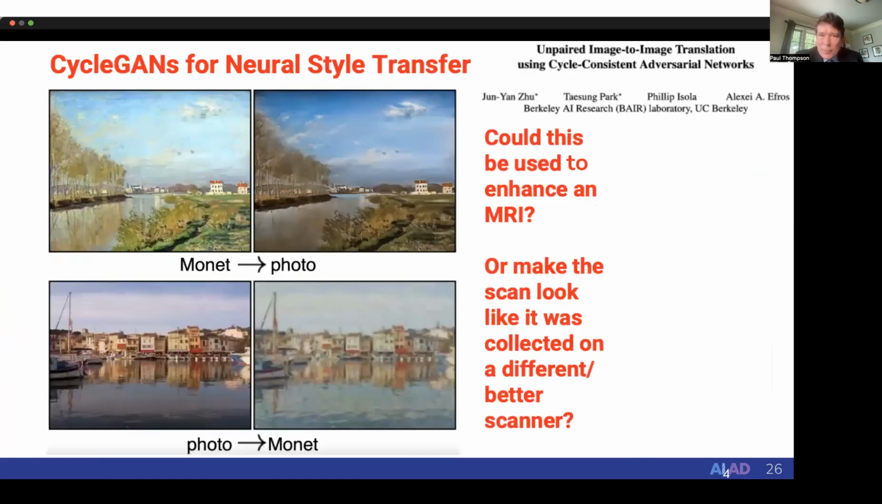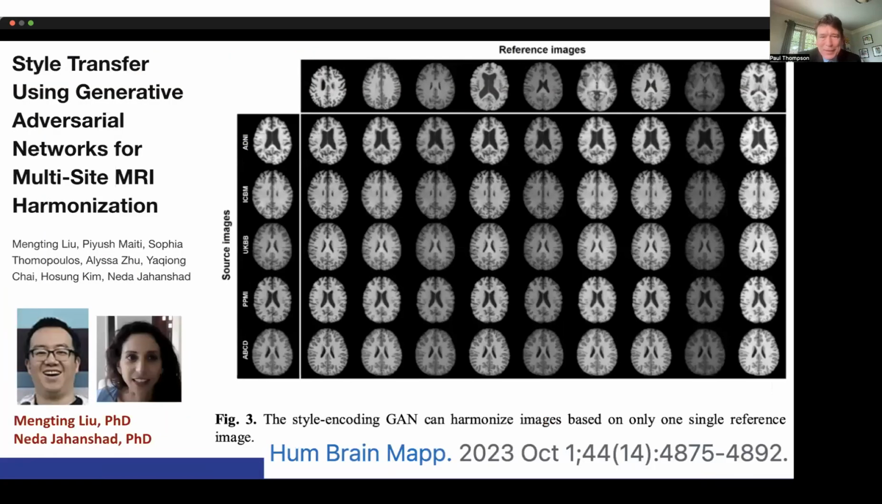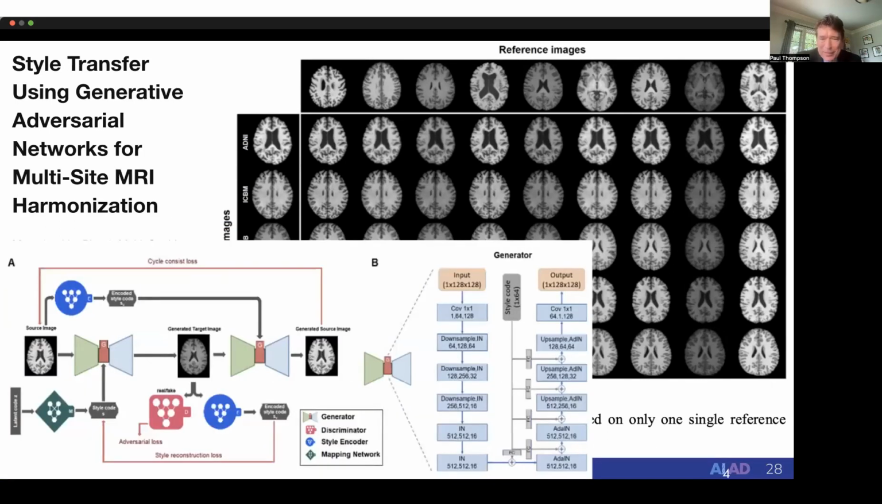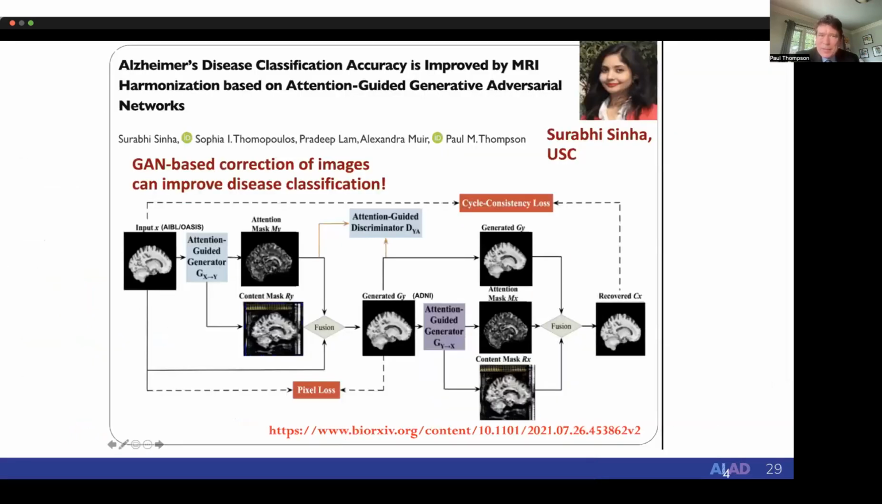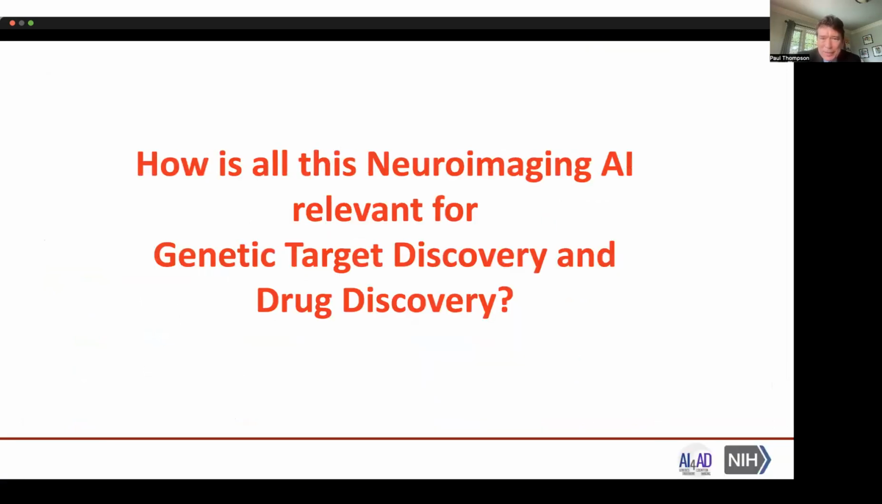This principle of computing a scan that you didn't collect is often known as neural style transfer. You can use it to enhance imaging or make a scan look like it was collected on a different scanner. And one very powerful application is for harmonizing MRI. This work by Nanyang Liu and Neda Jahanshad, just out, converts MRI data to appear as though it was collected on a different scanner. It's a deep learning generative adversarial network. And one of the benefits of this is that the classification accuracy of Alzheimer's can be improved if you feed in images that have been harmonized to match the training data.